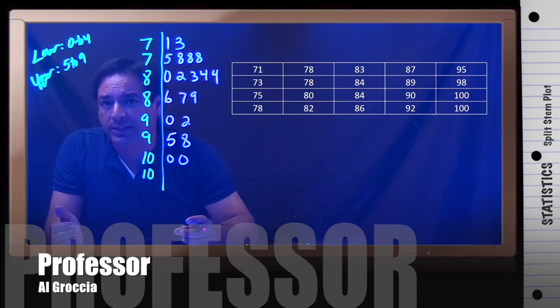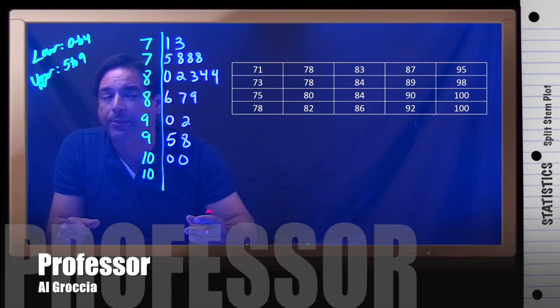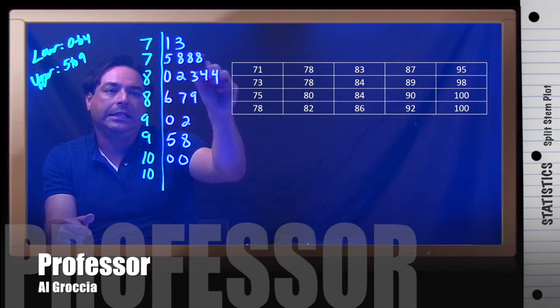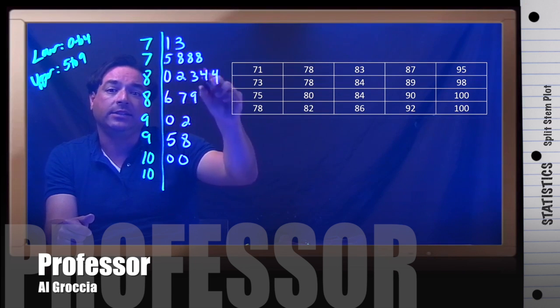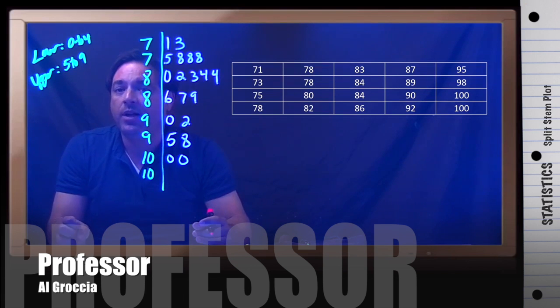Now the point of a split stem plot is to organize the data instead of having a bunch of jumbled numbers in a table. And if you notice that most of our students are falling here in the upper 70s, lower 80s, and we know that because we split the data. Here's your example of a split stem plot.